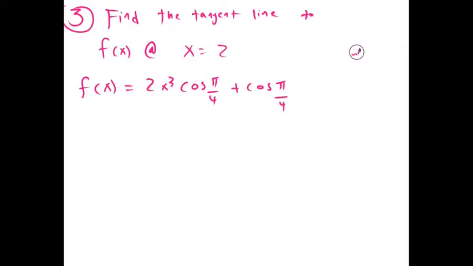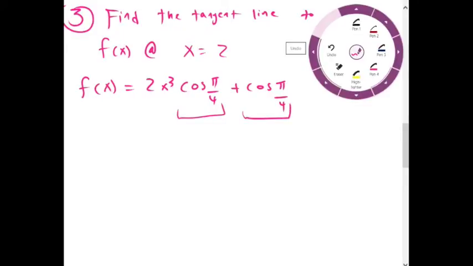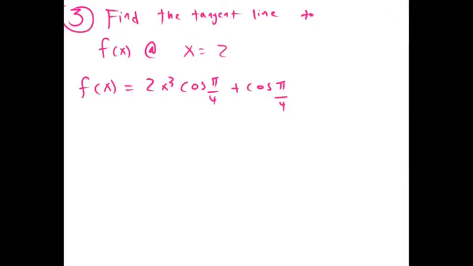Don't let the cosines freak you out. Cosine pi over 4 is just a number. It's just a constant. It doesn't depend on x, so we can just treat it as a constant.